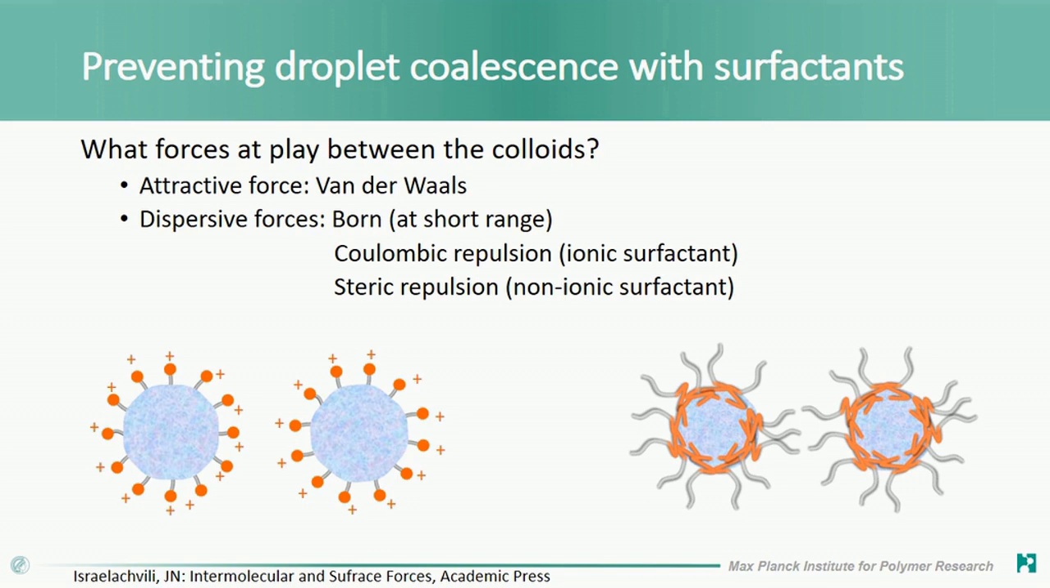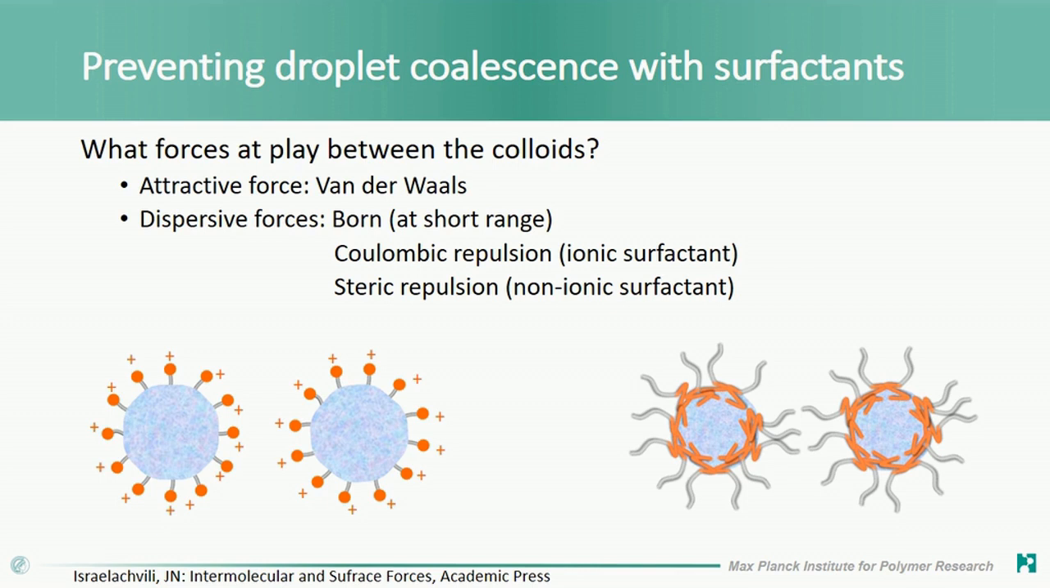So why does the addition of surfactant prevent the coalescence of the nanodroplets? It's because there are different forces at play in colloidal systems. It's true for both nanodroplets and nanoparticles, by the way. So on one side, we have attractive van der Waals forces between particles or between droplets, and there are dispersive forces. So the Born forces are mostly observed for particles. It's when 2 particles are closer than their diameter, they repel each other because they cannot enter each other, which is not the case for droplets because they will just merge.